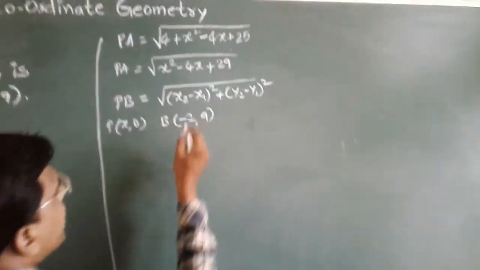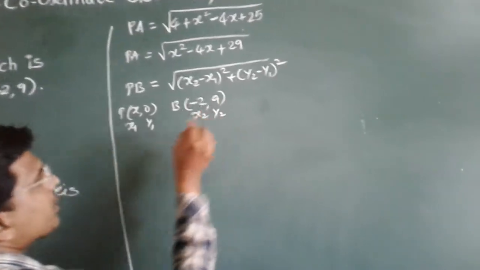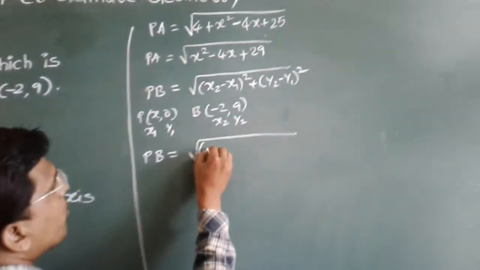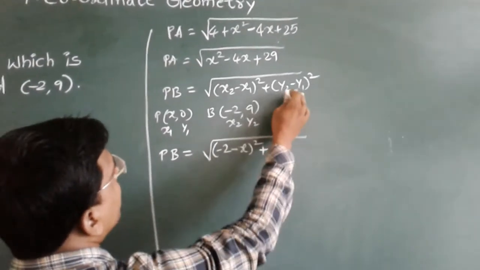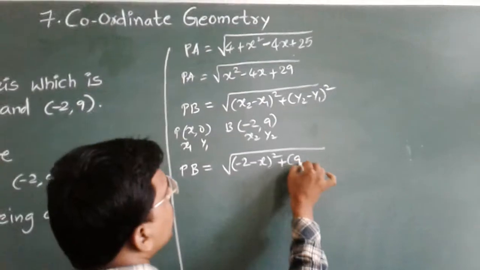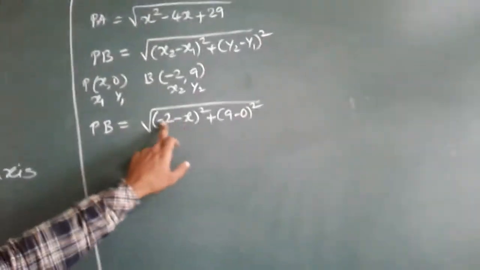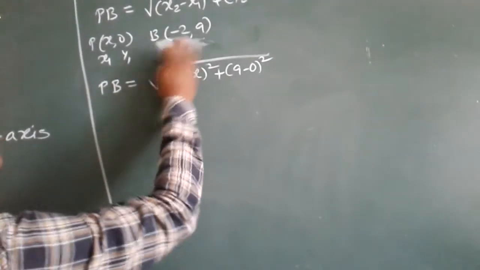Minus 2 comma 9. So assume this as x1 y1 and x2 y2. Then apply the formula. So x2 value minus 2 minus x whole square plus y1 9 minus 0 whole square. Suppose if you are confused like this, minus 2 minus x, and can't solve this problem, you can go another way also, no problem.